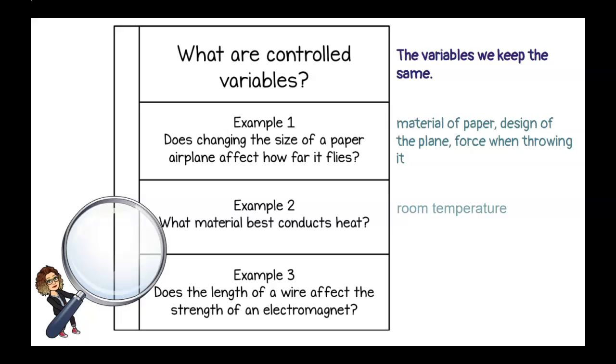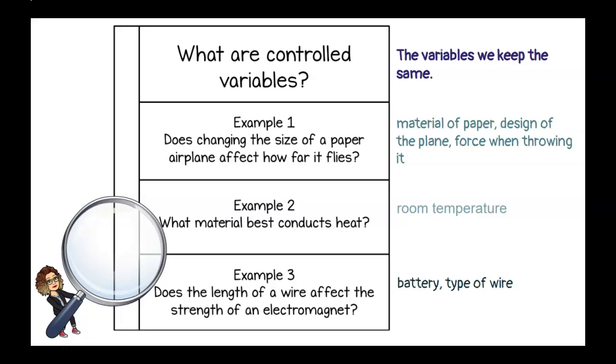Okay, the length of the wire. What's going to be controlled for this? Well, the battery. All right, we need to make sure that we're using the same battery for every length of wire. And every length of wire, they all have to come from the same spool. So you're not testing all the different types of wires. You're testing one type of wire and one battery. All of that has to stay the same. These are controlled variable examples. Go ahead and take a screenshot.